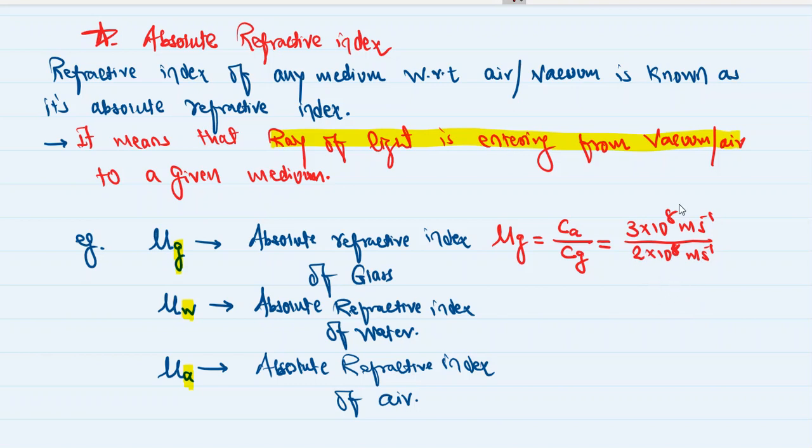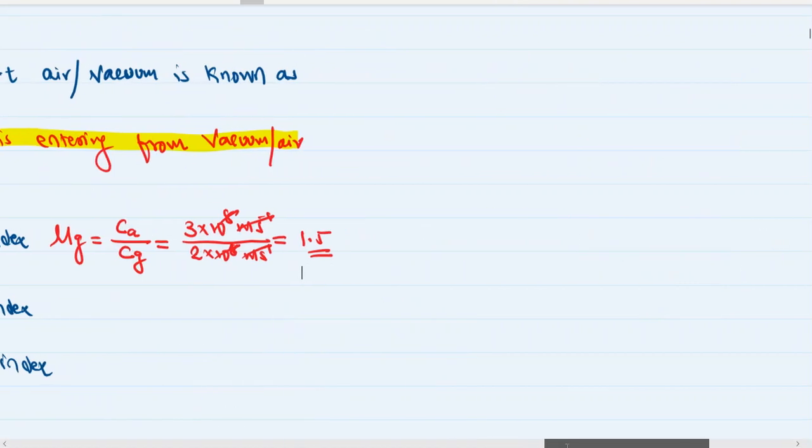ठीक है, अच्छा इसको अगर कैलकुलेट करें 10⁸ 10⁸ कट, मीटर पर सेकेंड कट, 3/2 मतलब कितना आएगा 1.5. So what is the absolute refractive index of glass? 1.5. तुम्हें पता है इसका मीनिंग क्या है? You know its meaning, I will tell you its meaning.